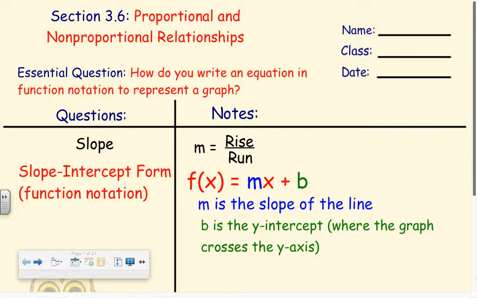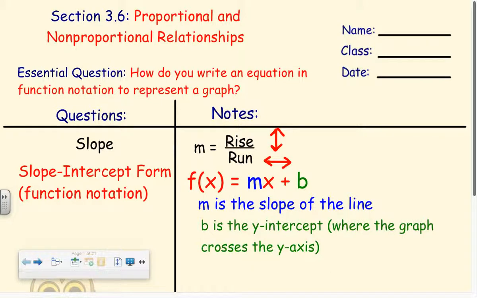We've already done slope, but remember that slope is m, or the rise over run on a line. Rise means we're going up and down. So how many did we go up or down, and how many did we run, which is going left or right.